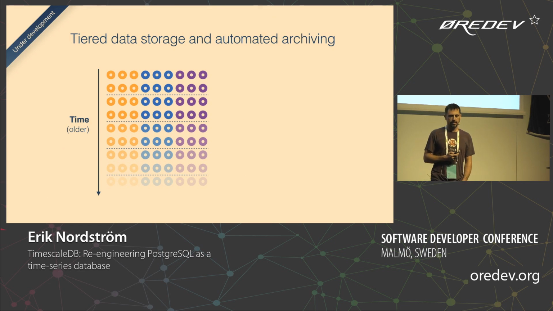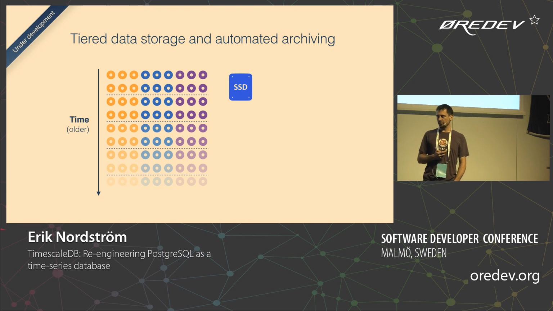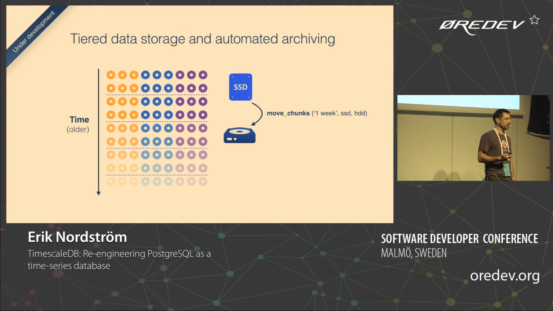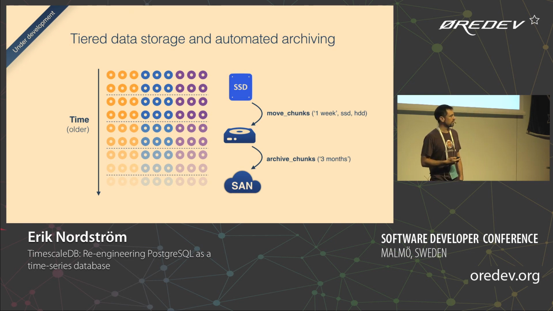Then you might do things like tiered storage. You might want to keep your most recent data on a fast SSD to have fast writes and fast queries. But as time goes on, you can move your older data to slower disk, maybe a magnetic disk. And eventually, maybe you want to just archive it for longer-term storage. This is something we also want to make easy in TimescaleDB.